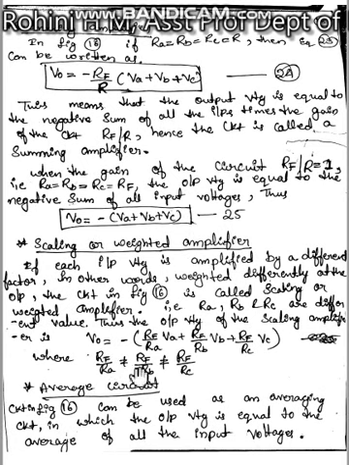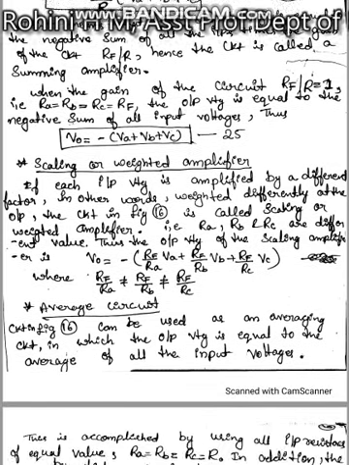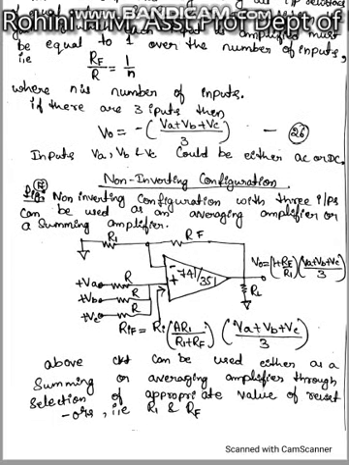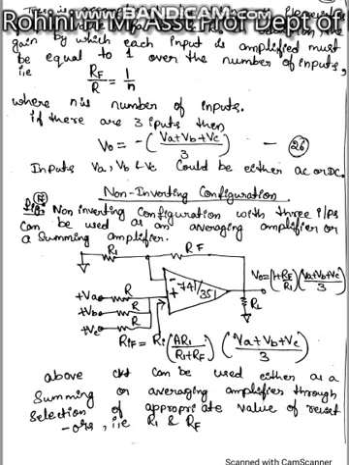Now the third one is the averaging circuit. The circuit we studied can be used as an averaging circuit, in which the output voltage is equal to the average of all the input voltages. This is accomplished by using the same value for all the input resistances, that is RA equal to RB equal to RC.